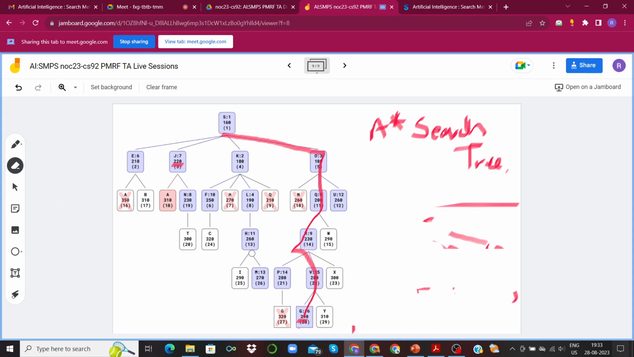Okay, so I'll erase everything again and I'll let you go through the whole search tree once more to convince yourselves that this is the actual solution and the optimal solution as well.